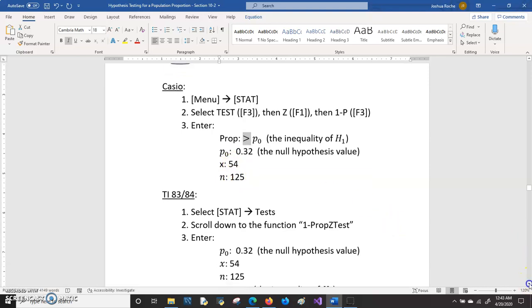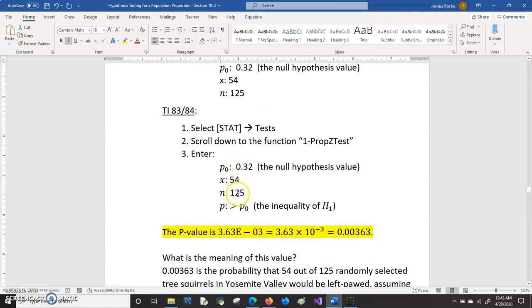On the TI calculator, you would follow these steps. Again, make sure to put in the greater than for your inequality of the alternative hypothesis. The p-value comes out to 3.63e negative 3. Remember that this stands for scientific notation. The e negative 3 means times 10 to the negative third power. So the meaning of that is 3.63 times 10 to the negative third. If you convert that to a decimal, that's 0.00363.